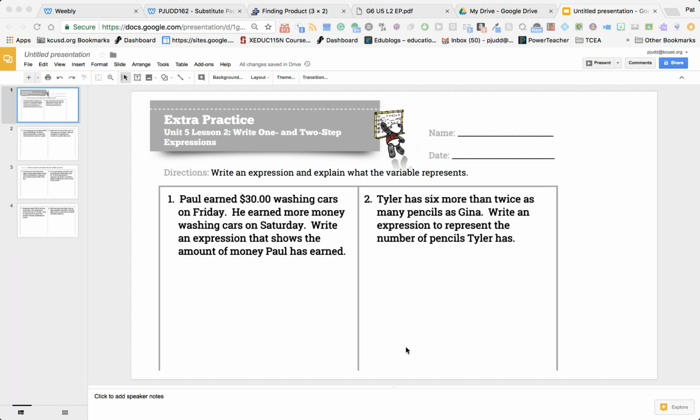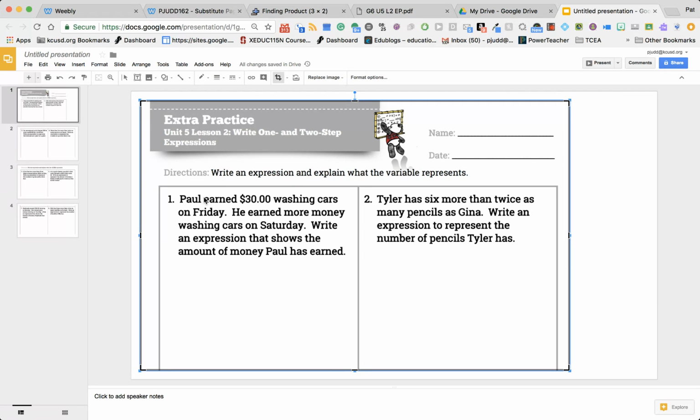So let's take a look at the first one. Paul earned $30 washing cars on Friday. He earned more money washing cars on Saturday. Write an expression that shows the amount of money Paul has earned. Well, the first thing we need to do is read the problem, and I just did that. The second thing we do is highlight the important information. So he earned $30.